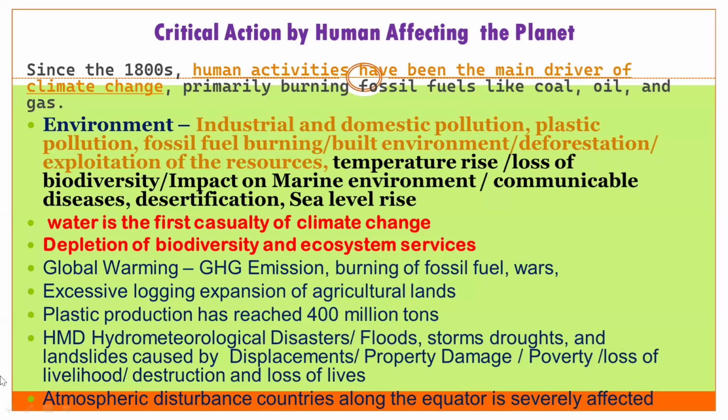Hydrometeorological disasters, floods, storms, droughts, and landslides cause displacement, poverty, property damage, loss of livelihood, destruction, and loss of lives. So the number of people affected is increasing every year, because we get intensified action by weather and HMDs. Atmospheric disturbance is very prominent for the countries along the equator. It has just been experienced by the scientists.